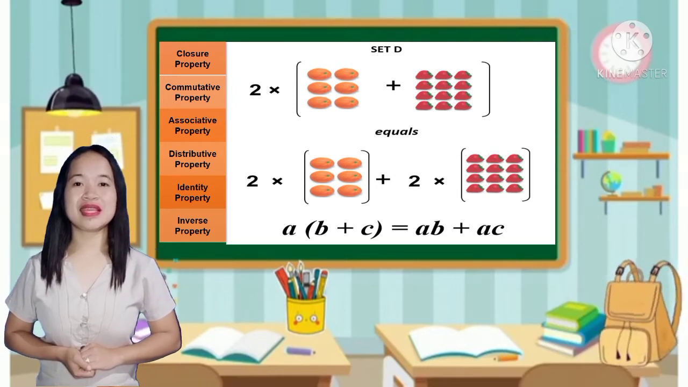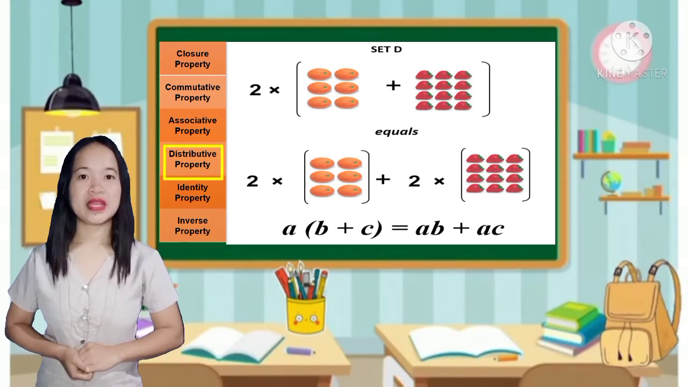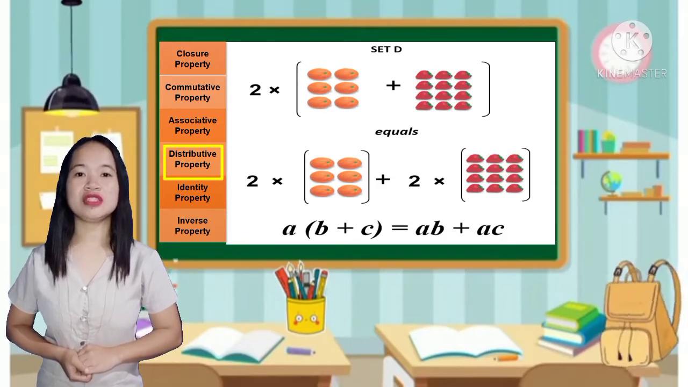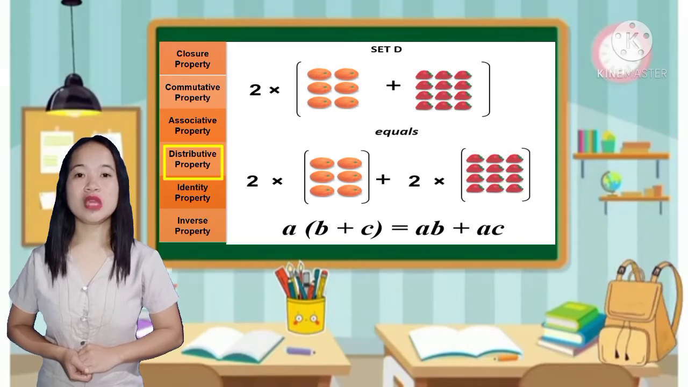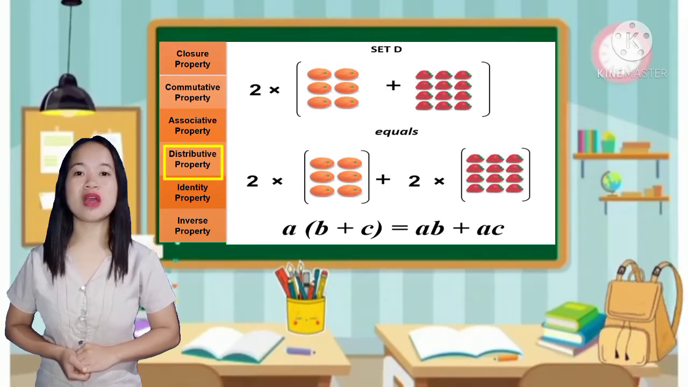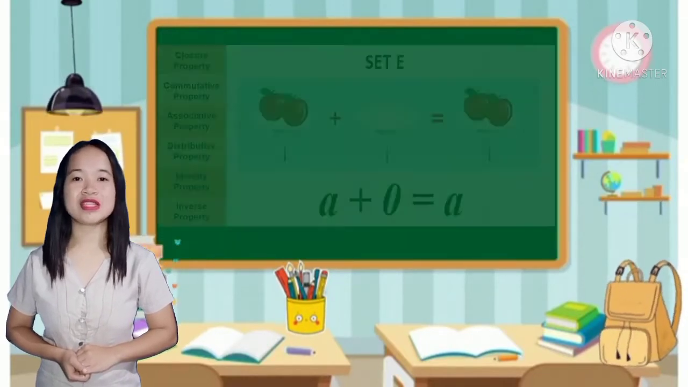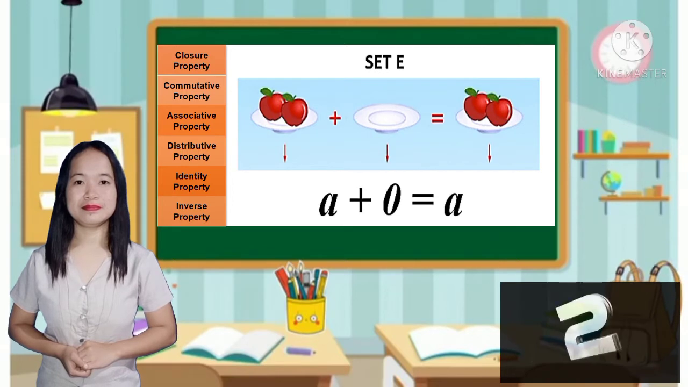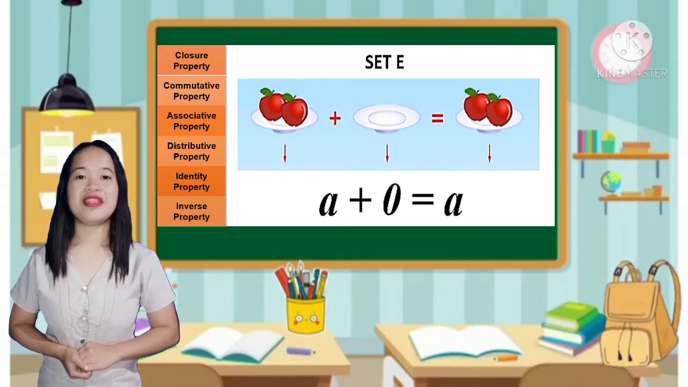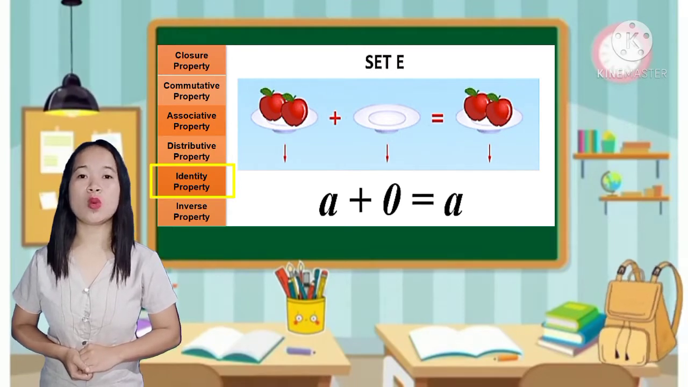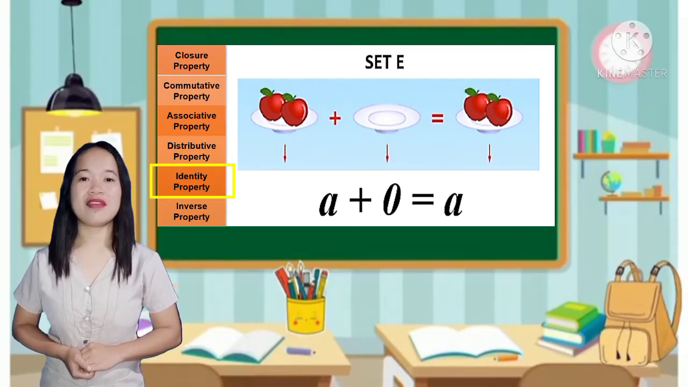The answer is distributive property. As you can see in the picture, 2 times the quantity of 6 oranges and 12 strawberries is equal to 2 times 6 oranges and 2 times 12 strawberries. Now let's have the next one. The answer is identity property. As you can see in the picture, we have 2 apples added to no apples is equal to 2 apples. We have the last one.